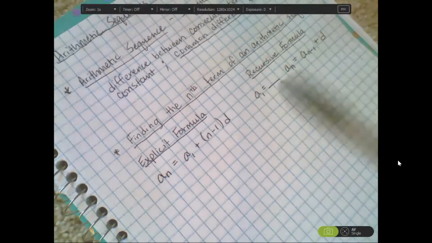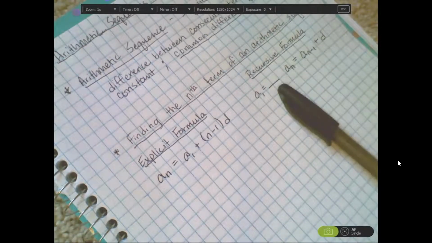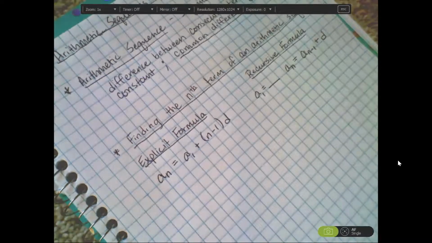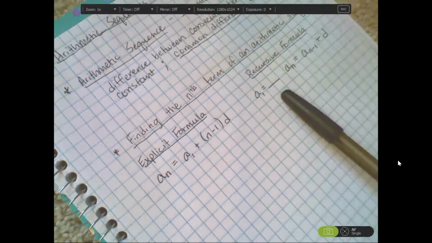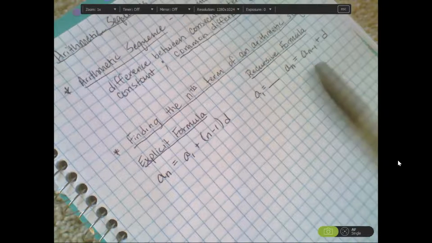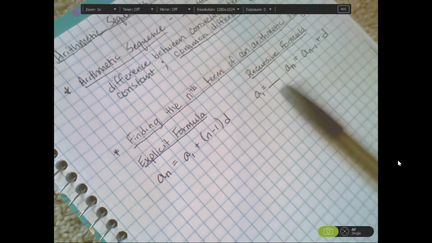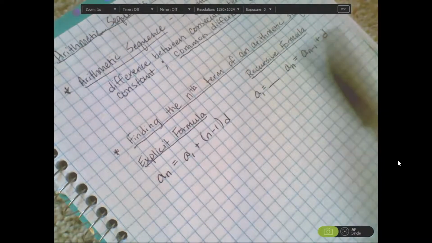Now this one's a little bit harder because you kind of have to go one number at a time, right? To get the 9th number, you have to know the 8th number, but to get the 8th number, you have to know the 7th number, and then to get the 7th number, you got to know the 6th number. So this is a little bit more annoying because, you know, if you were going to write it out, you'd have to know all the numbers.